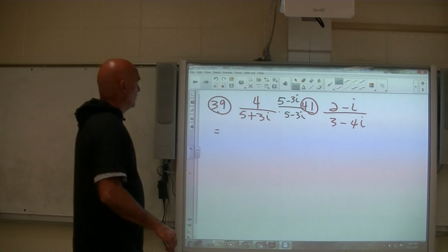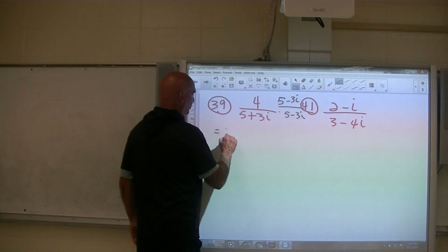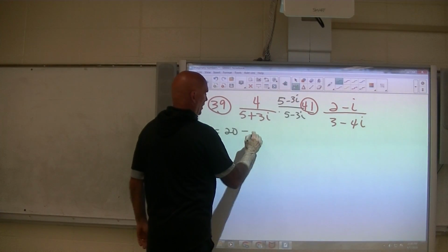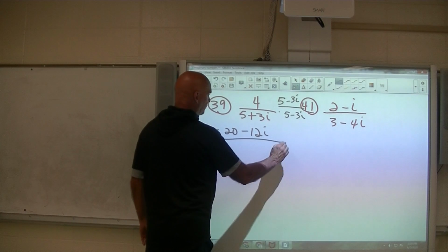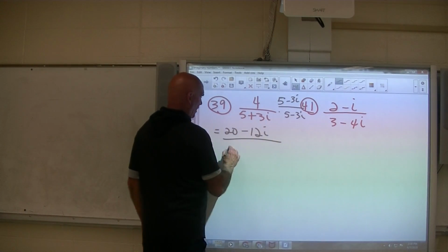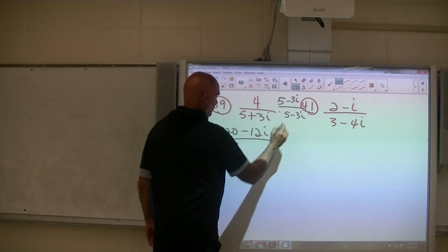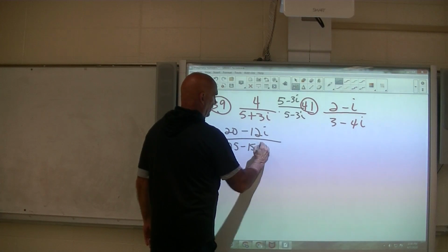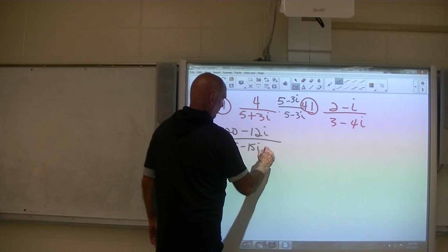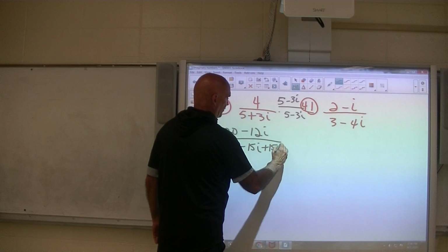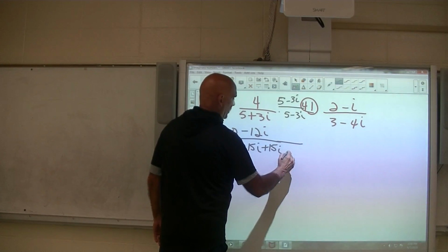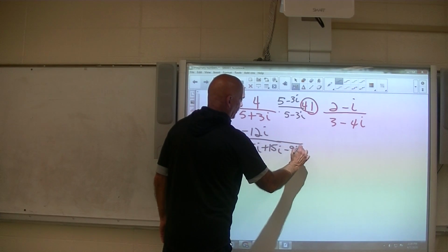And you can only multiply by a well-chosen 1, so you have to multiply by that over itself. Okay, so at the top, 4 times 5 is 20. 4 times negative 3i is negative 12i. At the bottom, 5 times 5 is 25. 5 times negative 3i is negative 15i. 3i times 5 is 15i, plus 15i. And 3i times negative 3i is negative 9i squared.